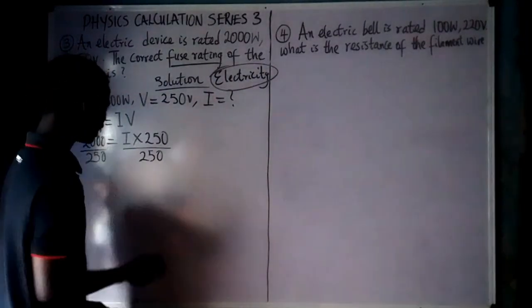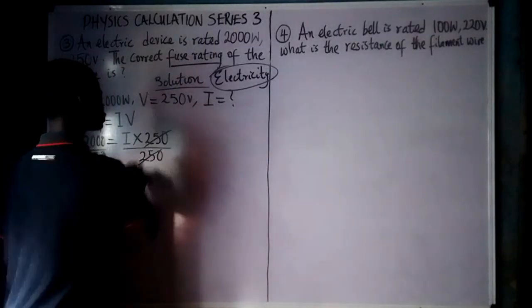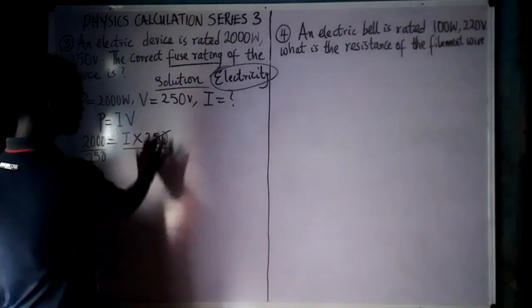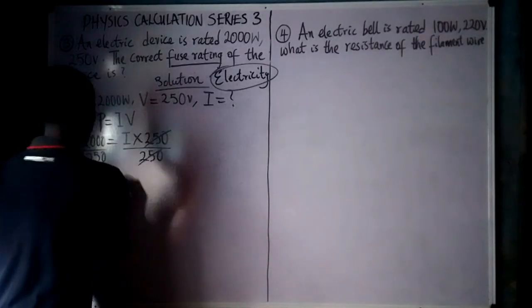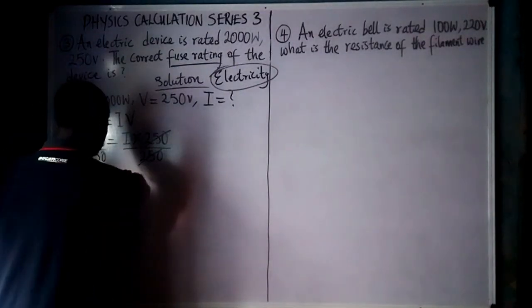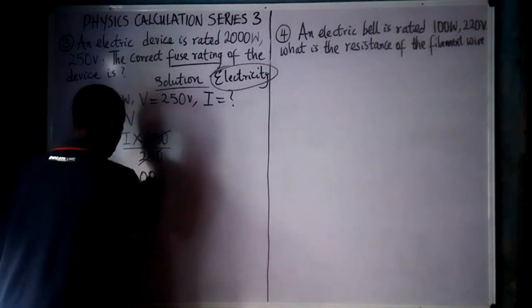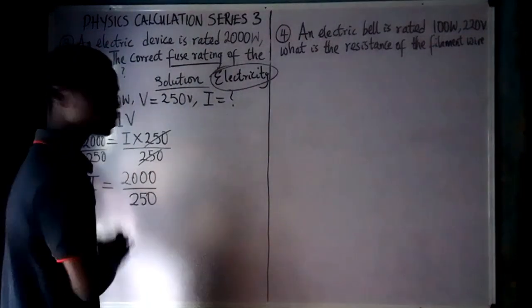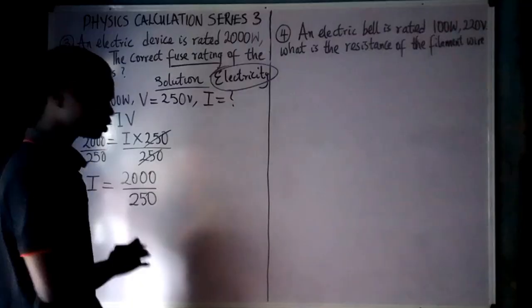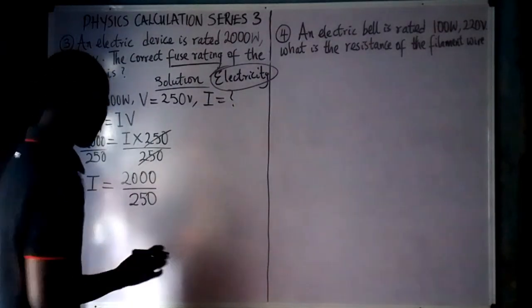So what will now happen? 250 here, we cancel 250 here. What is left on this side? We just have I. And then what is left on this other side? We have 2000 over 250. So guys, we have made another progress again. Do we stop here? No. How do we now progress?